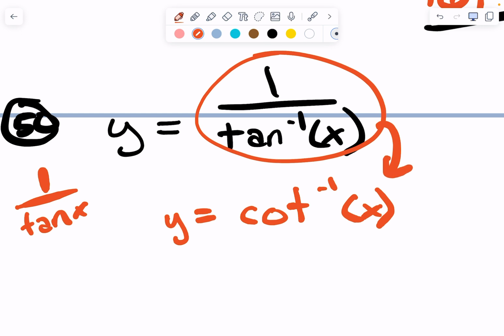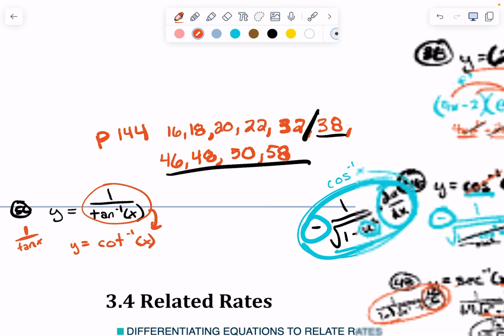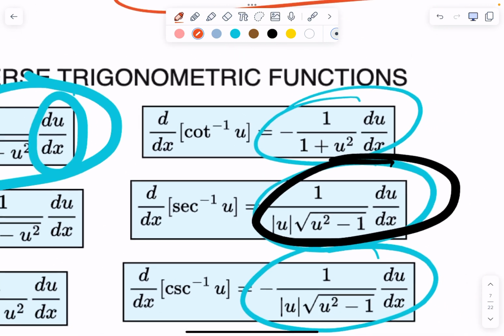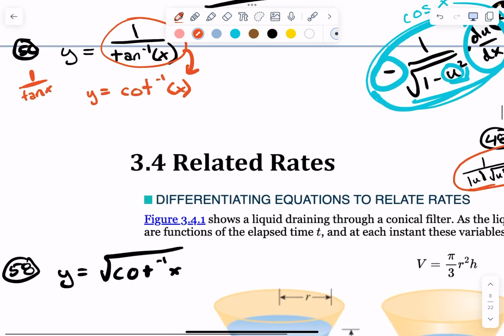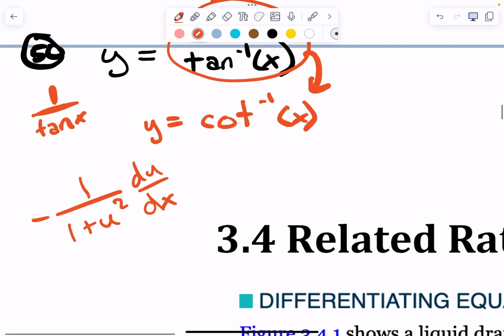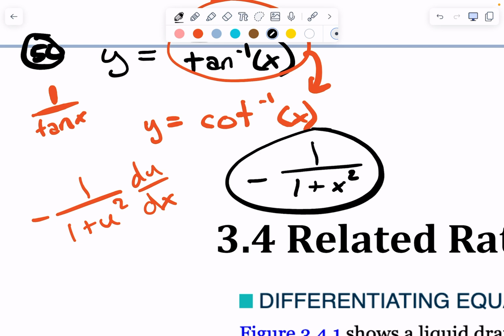Okay, and what's the derivative of inverse cotangent? We can just literally write the rule down: inverse cotangent, negative 1 over 1 plus u squared, du dx. Okay, what's u? Just x, right? So this is literally negative 1 over 1 plus x squared, times du dx, which is the derivative of this, which is just 1, or we can just leave it off. That's his derivative. Hey, that's kind of nice.